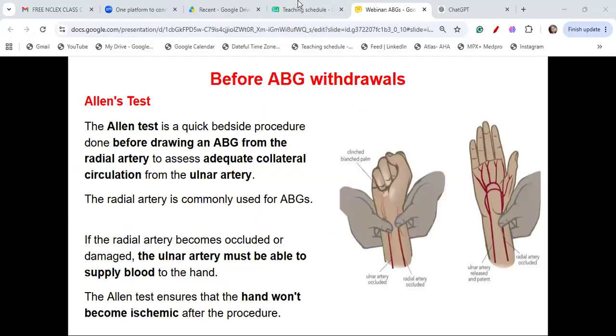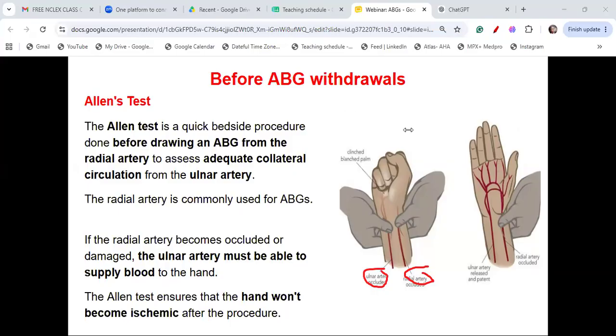So before you take the samples, usually you have to do some assessment. And this assessment is called the Allen test, Allen's test. This is a quick bedside procedure that is done before an ABG, usually at the radial artery, to assess adequate collateral circulation from the ulnar artery. If you're able to remember your anatomy, you can check on the diagram there: we have the ulnar artery, we have the radial artery. So you have to check for collateral circulation.